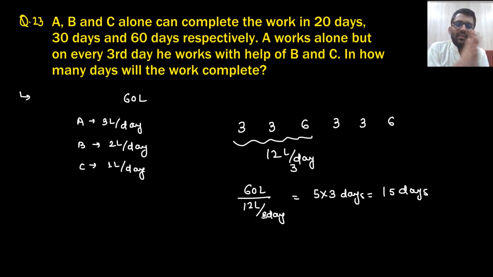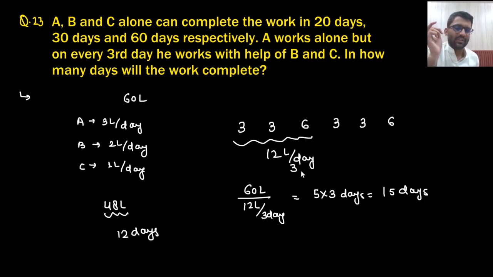Let's just say I get near to 60. That would be 48. So I have got near to 48 laddus. 48 laddu have been eaten. How many days will it take? 12 days, because in 3 days they are eating 12 laddu. So first 3 days 12 laddu, then another 3 days 12 laddu, then another 3 days 12 laddu, then another 3 days 12 laddu. So in 12 days they have eaten 48 laddus.